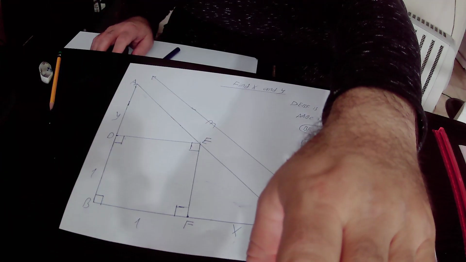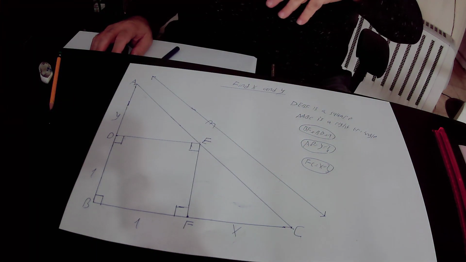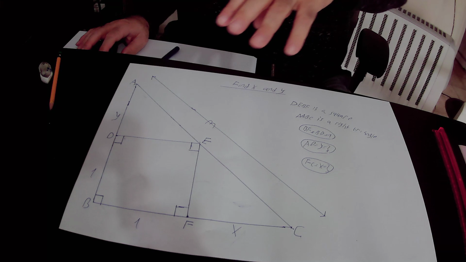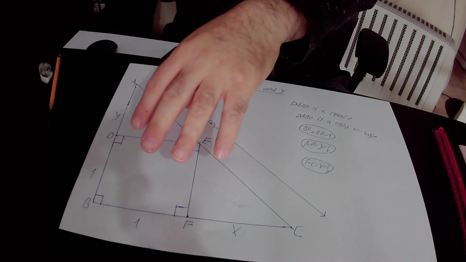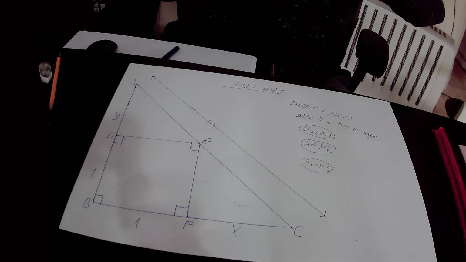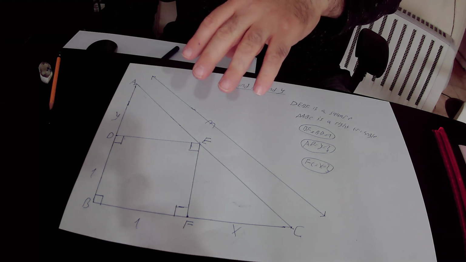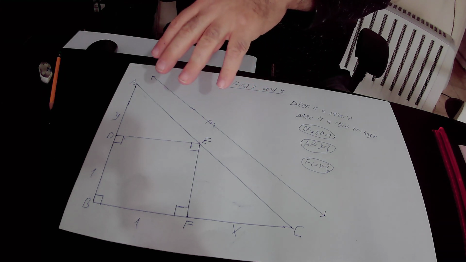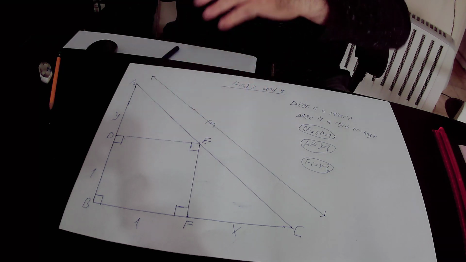Hello, in this lecture we will find out the values of line segments x and y. In the drawing we have a square DEBF, and the square is inside the right triangle ABC.